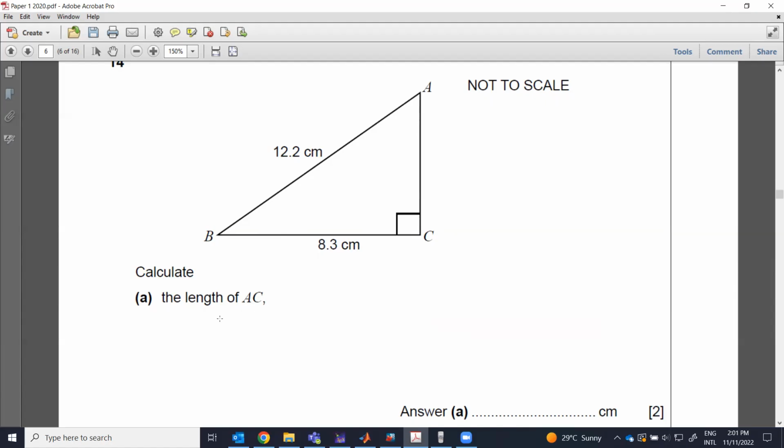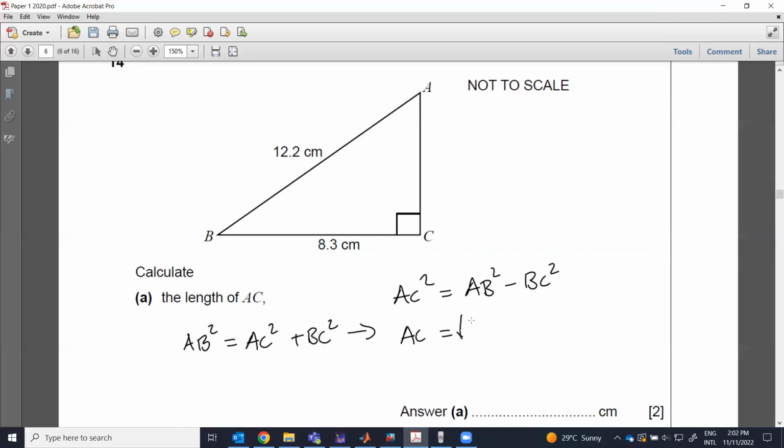Now, Pythagoras theorem says that AB squared is equal to AC squared plus BC squared. So the sum of the squares of the two shorter sides is equal to the square of the longer side. And then from here, we can see that AC squared is equal to AB squared, the hypotenuse, minus BC squared. And if we want AC, not the square, we'll just take the square root of AB squared minus BC squared.